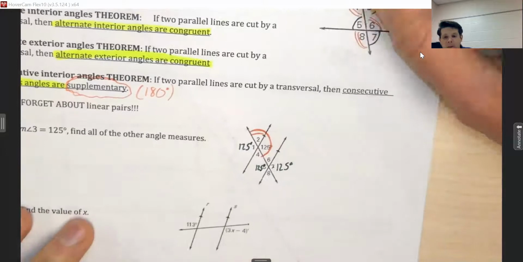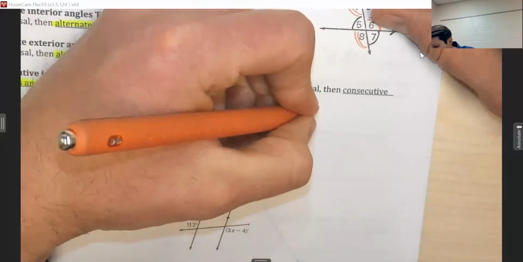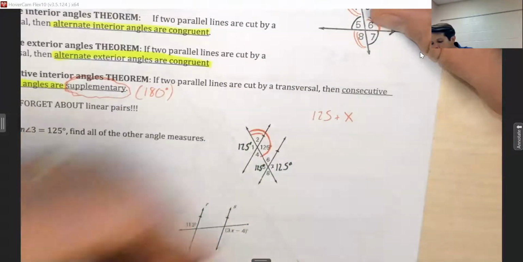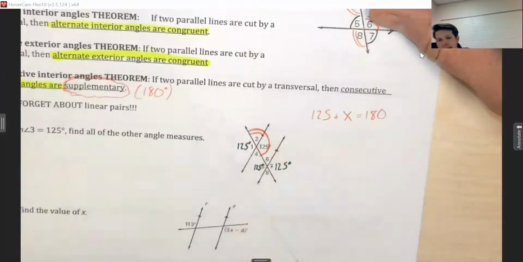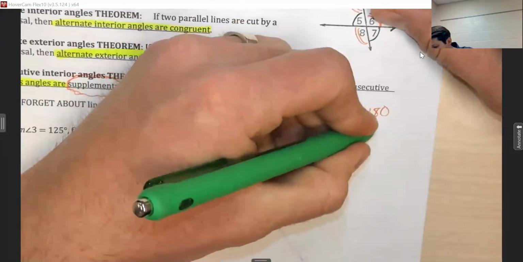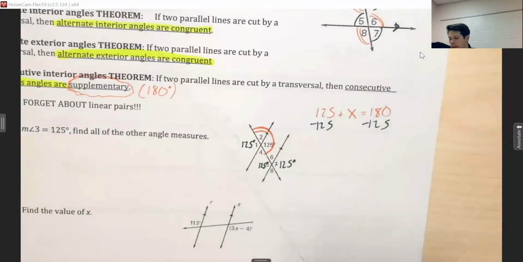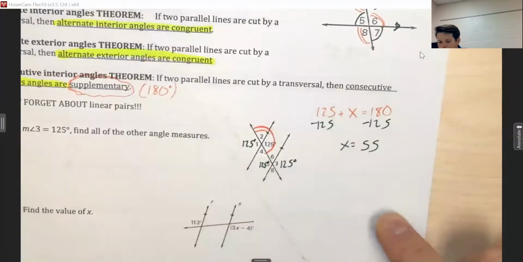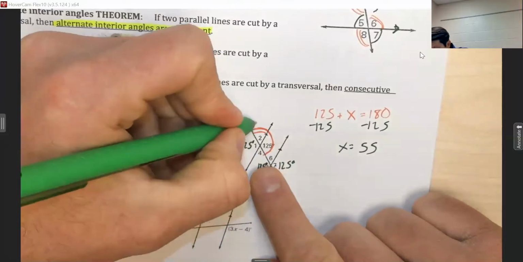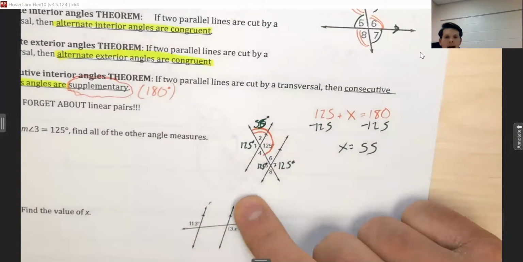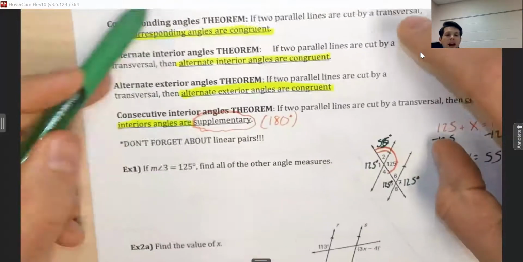They are supplementary, which means that if you take that 125 and you add it with our mystery angle, you will get 180. Now you can solve for our mystery angle by subtracting 125 from both sides. And when you do that, you will get a very happy little answer, which is 55 degrees. X is equal to 55. That 55 lives in this location right here. Whoops, 55. And all of the other angles that are attached to it.